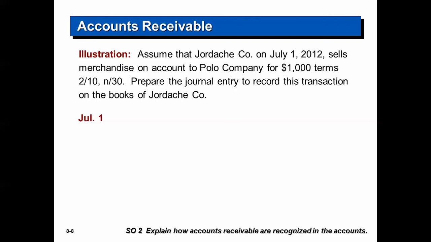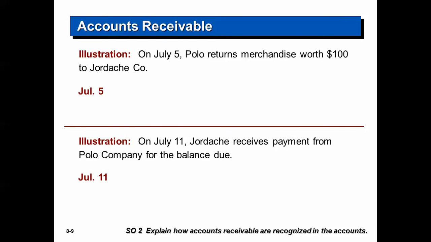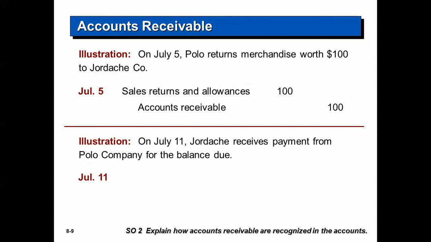Okay, we recognize revenue because the merchandise had been sold, but we're not getting cash, so it's debit accounts receivable, credit sales revenue. So that's on July 1st when we make the sale. July 5th, he returns the merchandise worth 100. Well, you know all this from Chapter 5. We don't debit sales. We set up an account called Sales Returns and Allowances and give it a debit balance. So we debit Sales Returns and Allowances 100, and we credit accounts receivable because the guy doesn't owe us that anymore. So we reduce the accounts receivable.